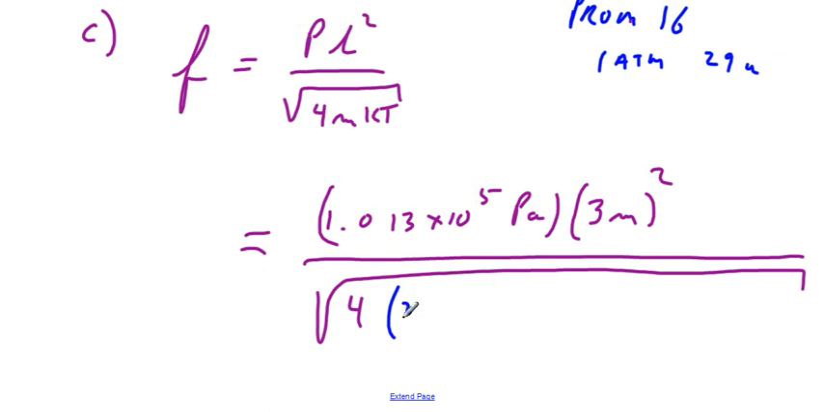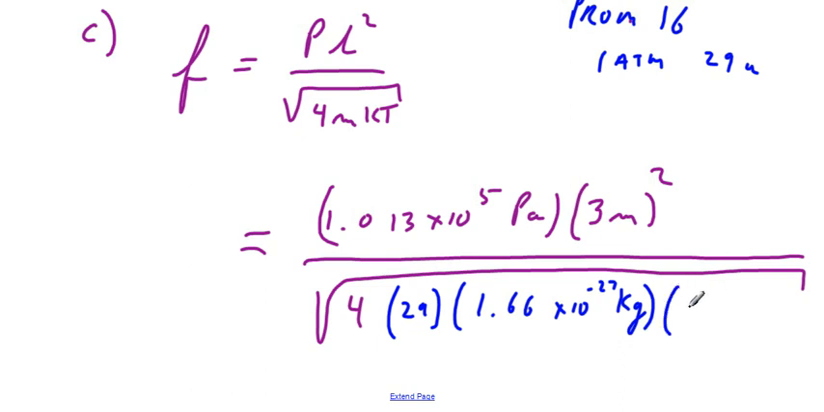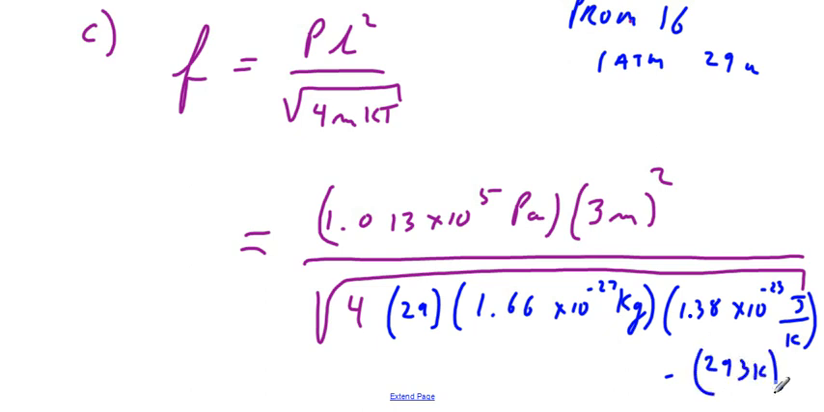Then I got 29, my mass is going to be 29 times 1.66 times 10 to the minus 27 kilograms, which I got from the front cover of the book, times Boltzmann's constant, 1.38 times 10 to the minus 23rd joules per Kelvin, times, and I run out of room, 293 K, because I have, that's a times sign. And that has to go on the top there.